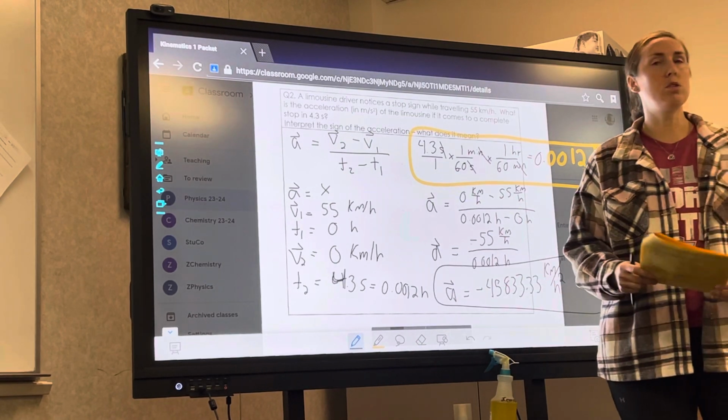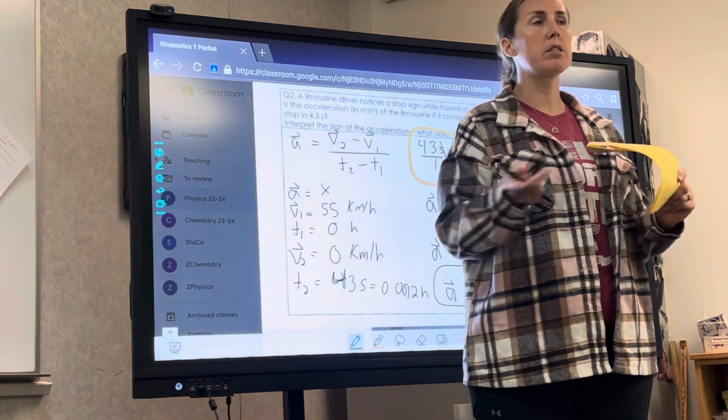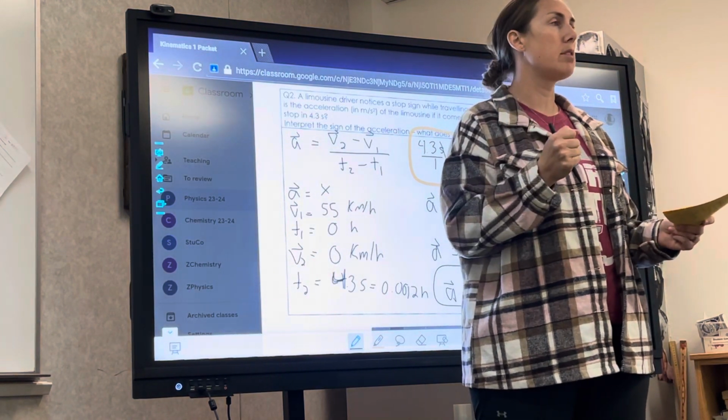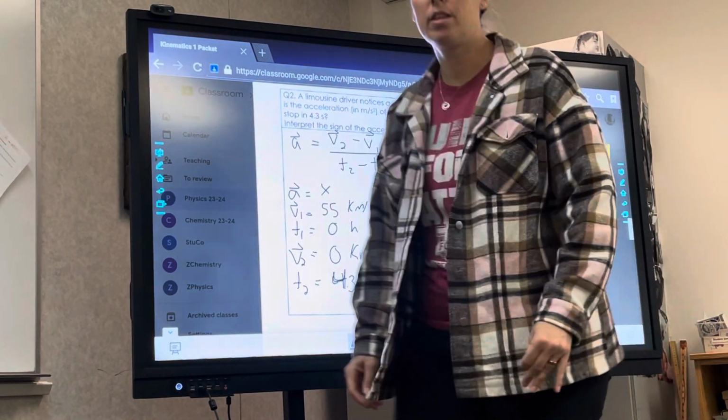Okay, y'all, we'll do a little mini lab tomorrow, just playing with our marble experiments, getting some velocities or accelerations.